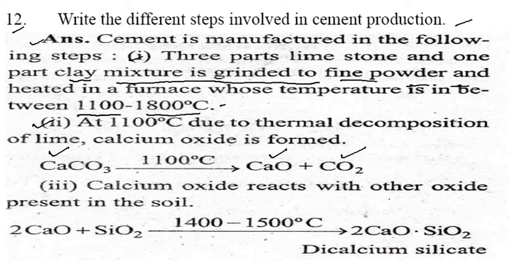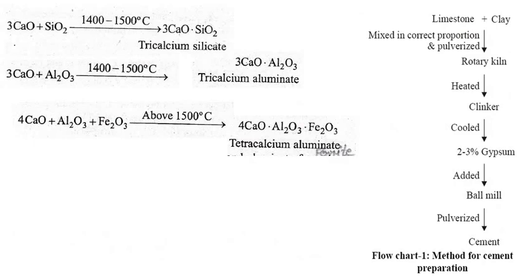Now second, the calcium oxide reacts with other oxides present in the soil. So calcium oxide reacts with silica and forms dicalcium silicate at 1400 to 1500 degrees. Now come to the third: three molecules of calcium oxide react with silica to form tricalcium silicate at 1400 to 1500 degrees C.